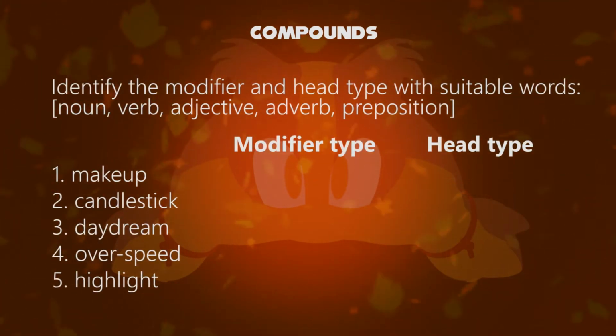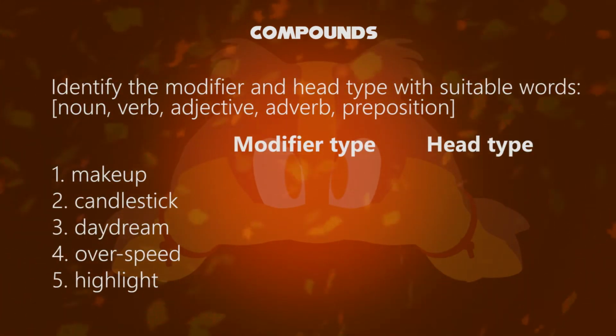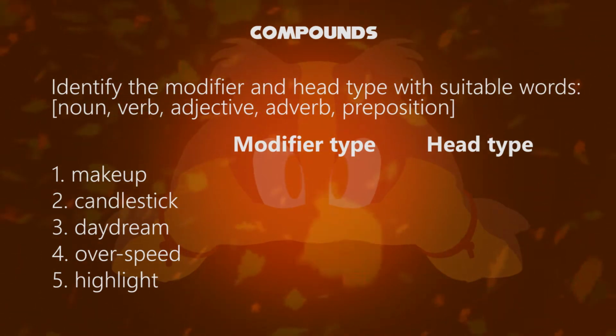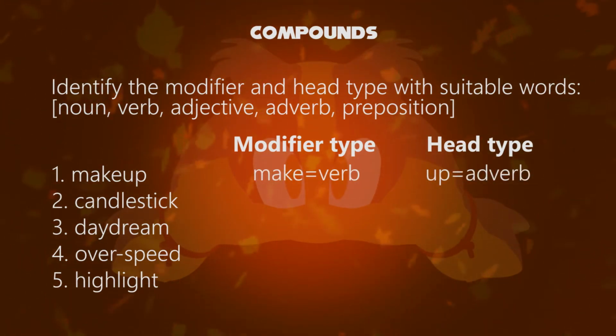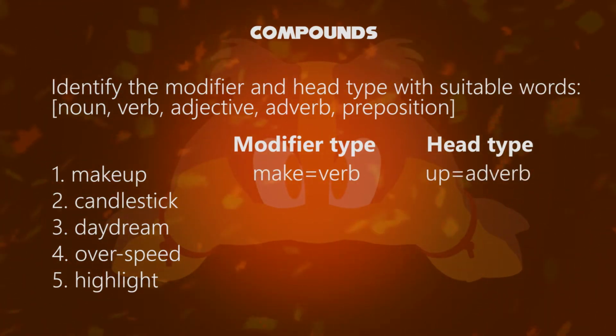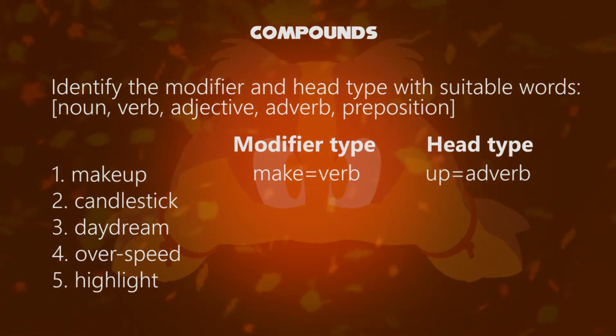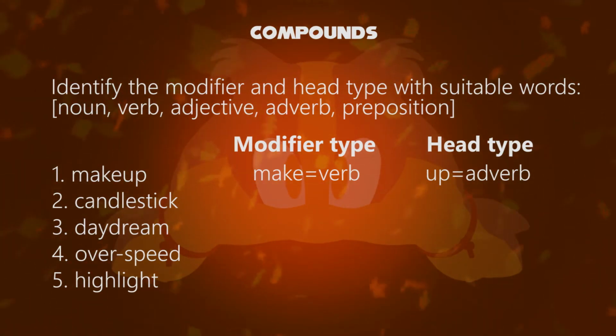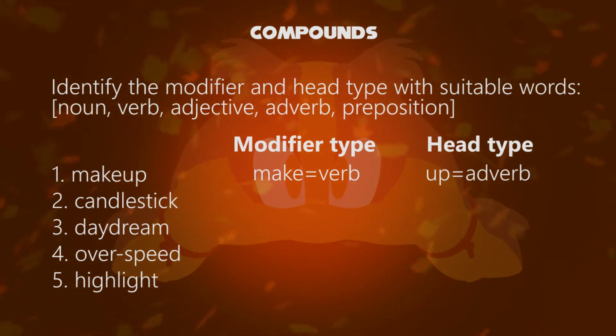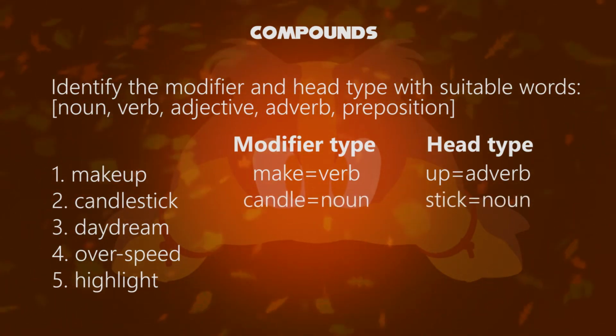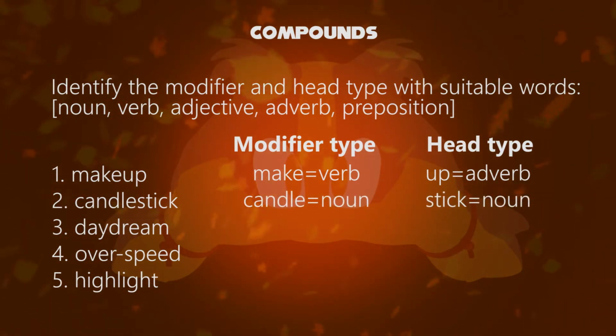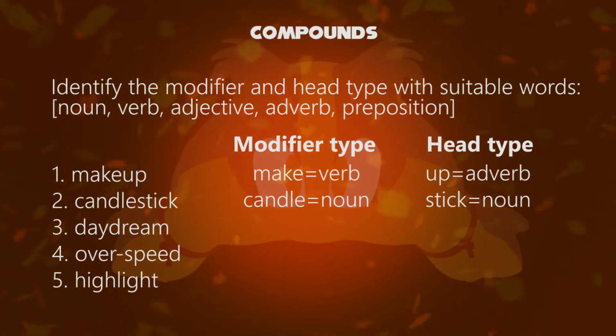First word, makeup. Guess the modifier and its head type. The modifier, make, is a verb, and the head, up, is an adverb. Second word, candlestick. Guess the modifier and its head type. The modifier, candle, is a noun, and the head, stick, is also a noun.